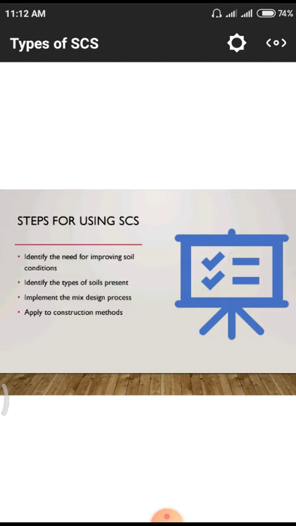Steps to use soil cement stabilization. First is to identify the need for improving conditions, identify the types of soil present, implement the mix design process, and apply the construction method. That means first of all we have to observe our site condition and the properties of our soil, and then we have to go for the method. After that we need to apply different construction methods for getting a huge amount of strength.